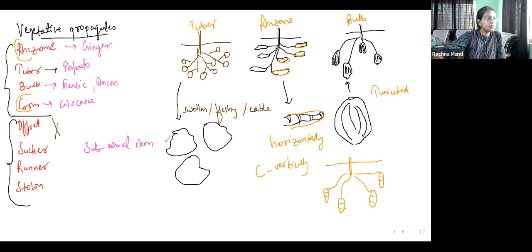Next. Understood about ginger? Tuber means irregular, and bulb means this. You can call it conical. Basically, these are not carrot-like conical, but swollen conical, ovular conical. Or specifically we use the term tunicated. Remember this.